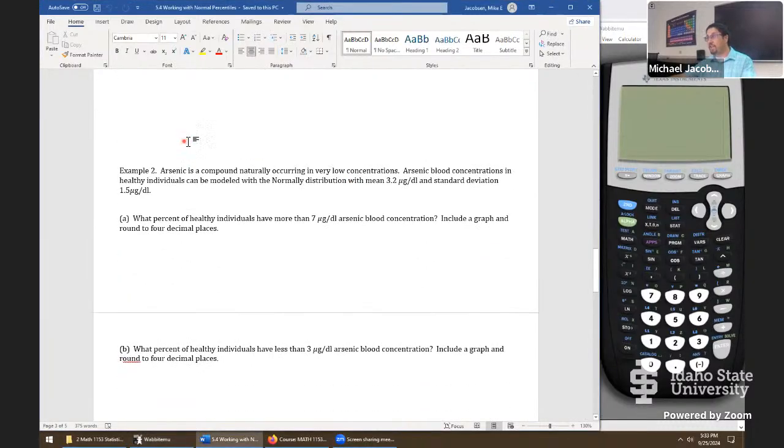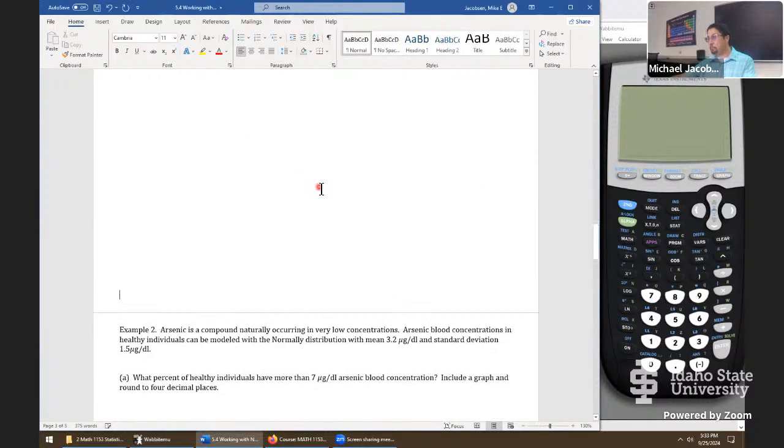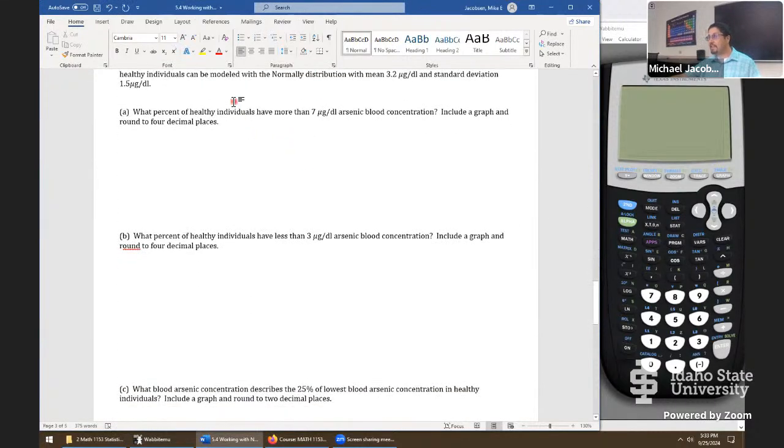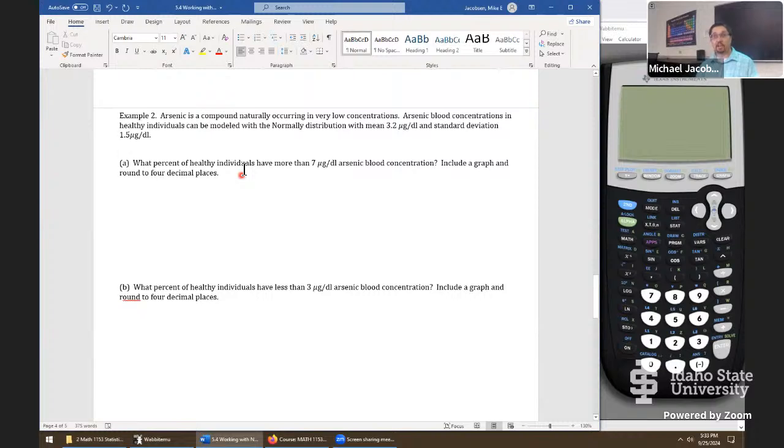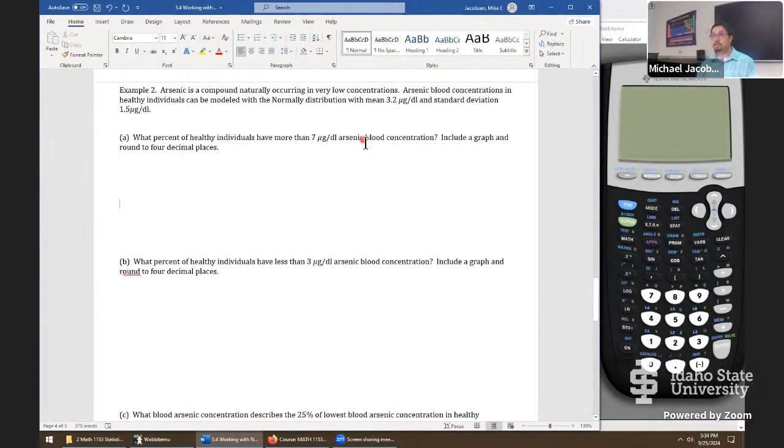With that out of the way, when we go to calculate these things, it is actually pretty tricky to get it in the calculator just right. Even people who do statistics for a living, the PhD statisticians, that's not me, do these drawings just to make sure all the information is organized the way they think it should be. It's easy to get turned around with this kind of stuff. So let's give this problem a try first. It says arsenic is a compound naturally occurring in very low concentrations.